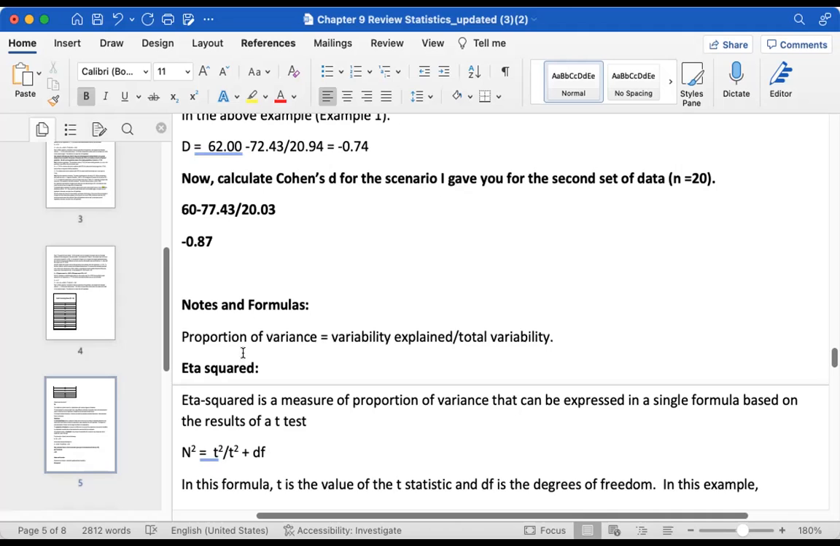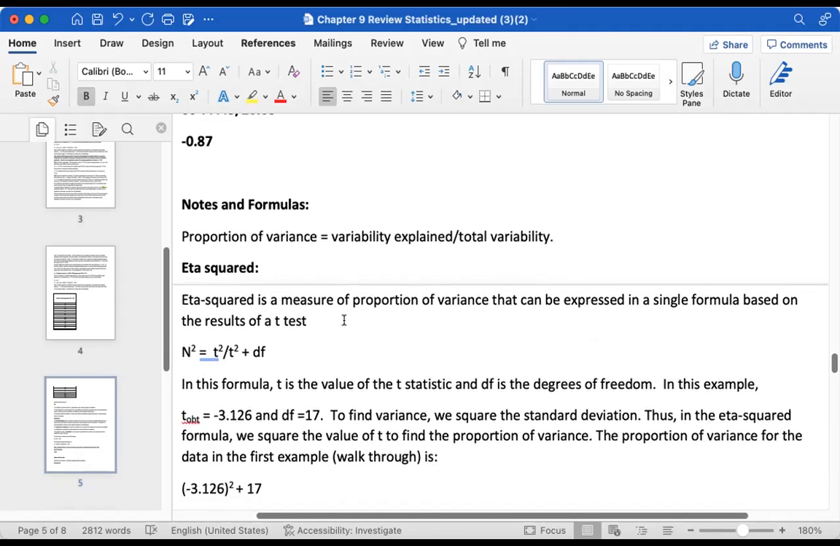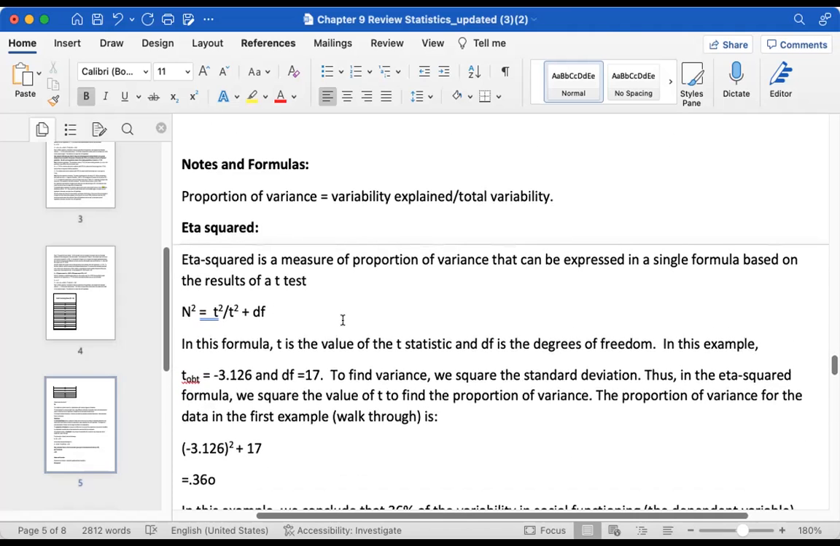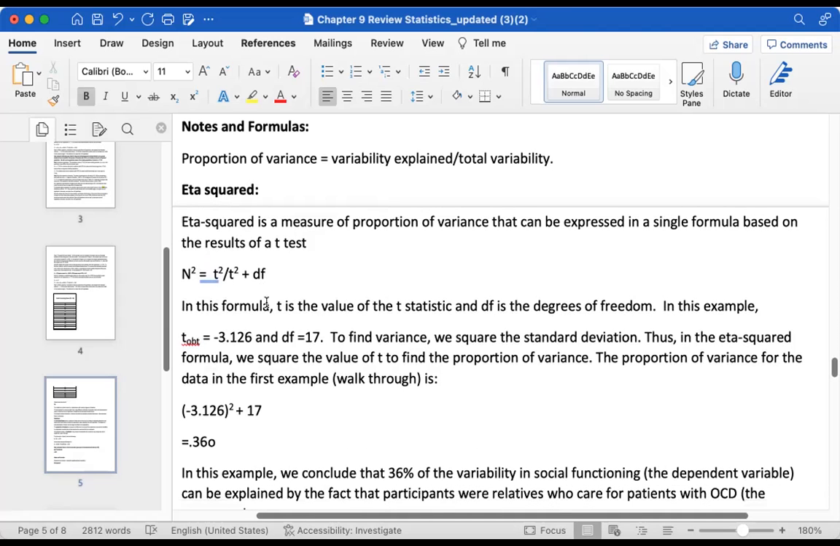Eta squared is the proportion of variance, or variability, explained, divided by total variability. Eta squared is a measure of the proportion of variance that can be expressed in a single formula based on the results of a t-test. So eta squared is equal to t squared divided by t squared plus degrees of freedom.